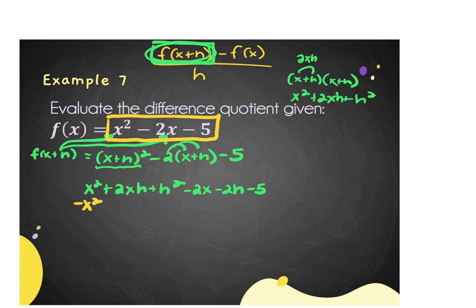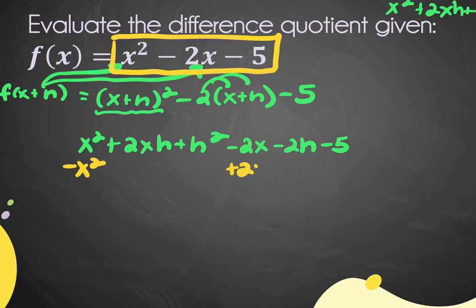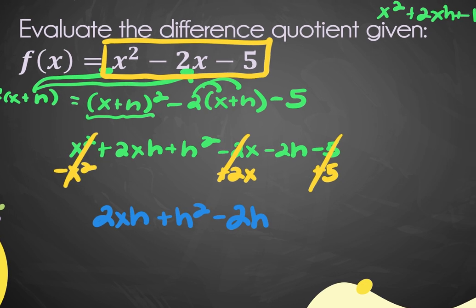So I'm changing my signs on each of these terms and I'm aligning them with the ones that they're going to cancel from. Opposite of negative 2x is a positive 2x and it goes under my minus 2x. Opposite of negative 5 is positive 5 and it goes under the negative 5. Every one of those terms will cancel with what was there already. So you change your signs, align it vertically, cancel them out. And what's left is 2xh plus h squared minus 2h.